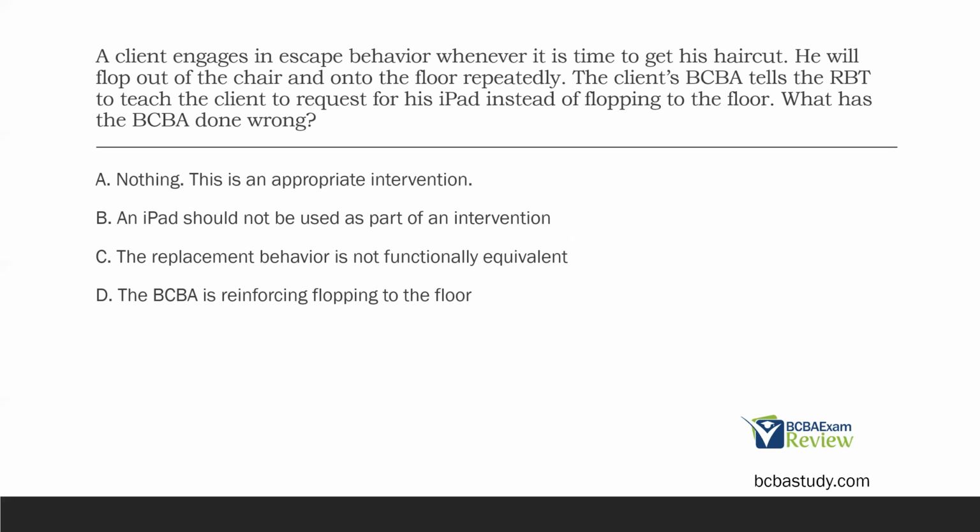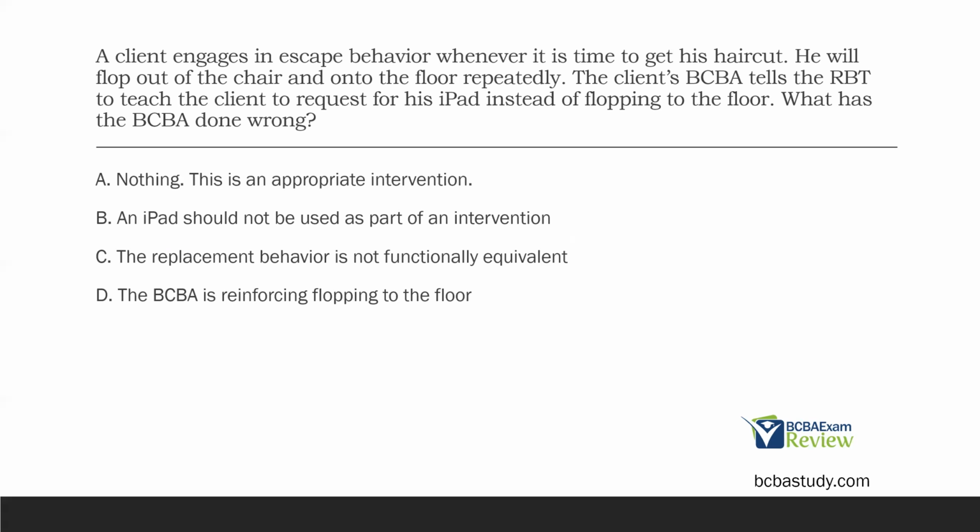Yes. When we pick replacement behaviors, they need to meet the same function as the behavior we're replacing. The client is not trying to get tangibles. We know the function is escape. The client wants to get out of this haircut. Teaching them to ask for the iPad doesn't help them meet the function of escape. So again, what will most likely happen is he'll get the iPad and then he'll continue escaping, right? It's not functionally equivalent. We need to use that fair pair rule.